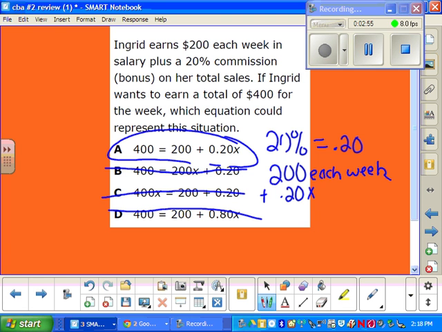400 equals 200 plus 0.20x. The 200 is what she earns each week. The 0.20 is what she gets as bonus for her commissions. And that x is how many sales she has, which is her commissions. Okay?